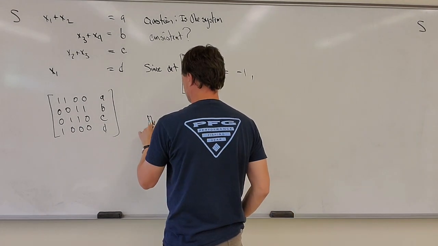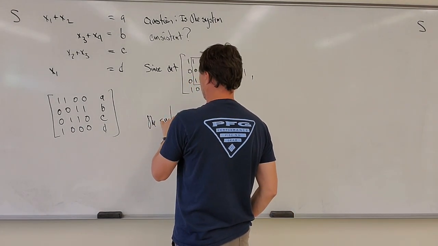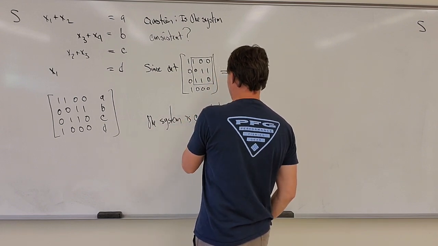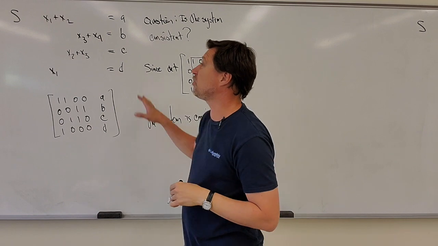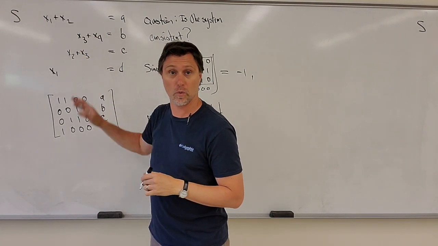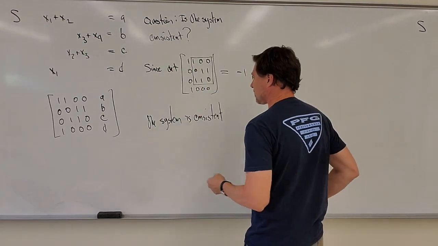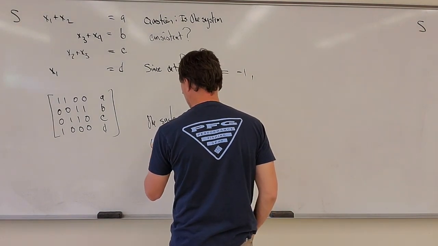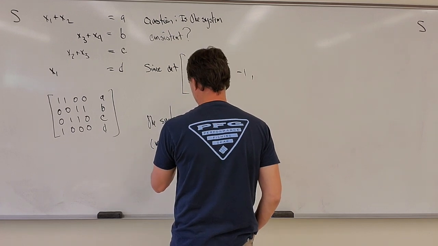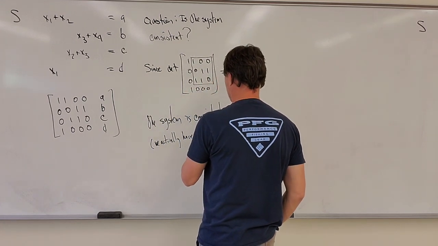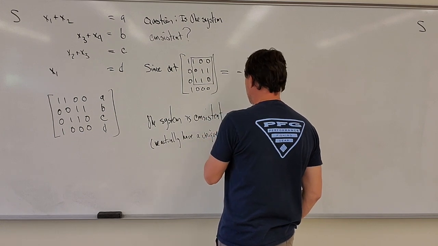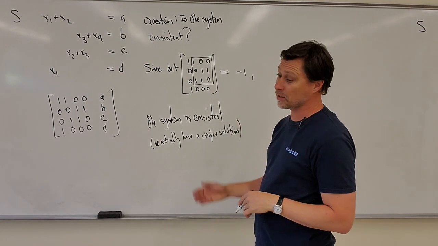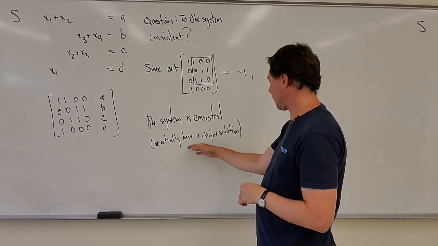The system is consistent. In fact, for every choice of A, B, C, and D, there's a unique choice of x1, x2, x3, and x4. So in fact, we actually have a unique solution. The uniqueness is not necessary. Right? As long as we have a solution, the system would be consistent. So I just put that in parentheses here.